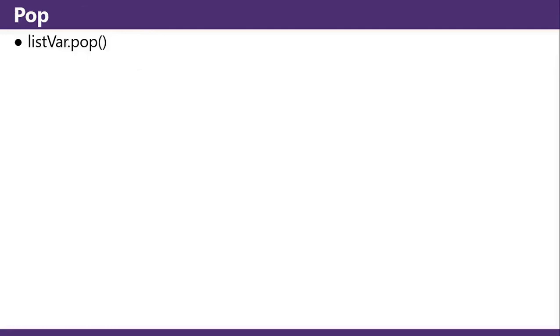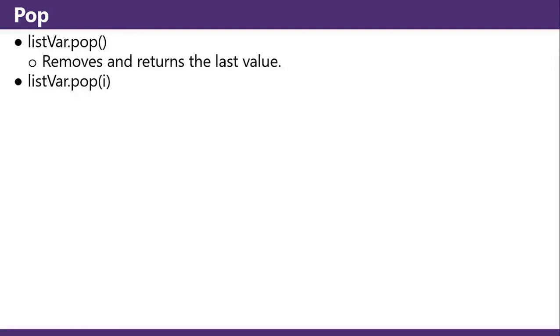Pop, list_var.pop(), removes and returns the last value. list_var.pop(i) removes and returns the ith value.